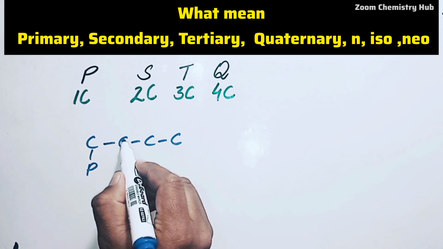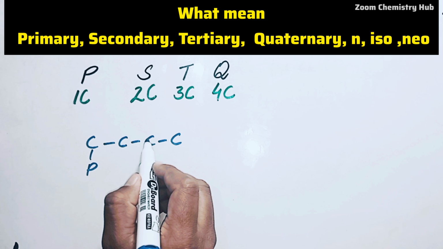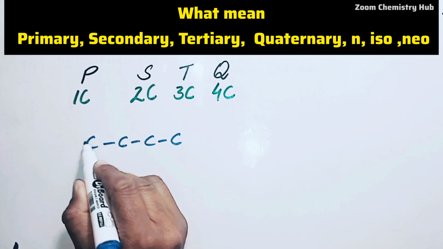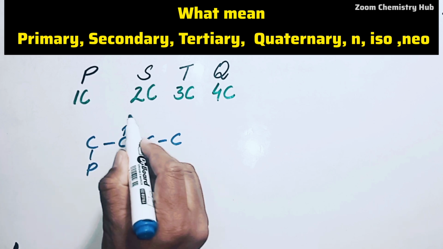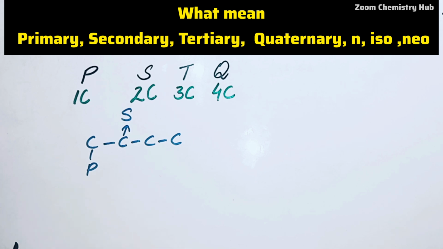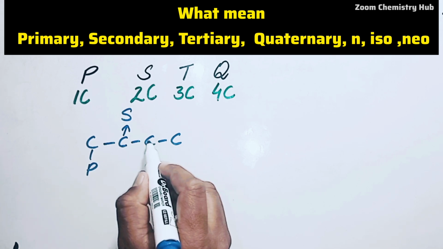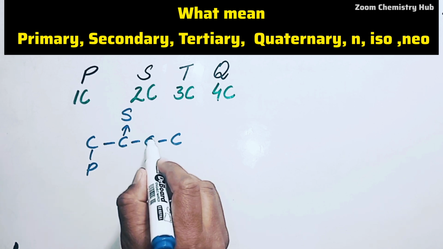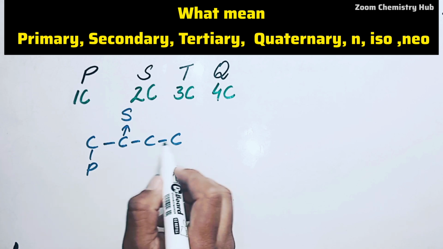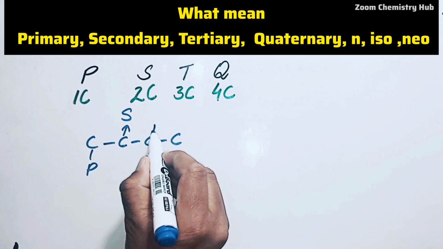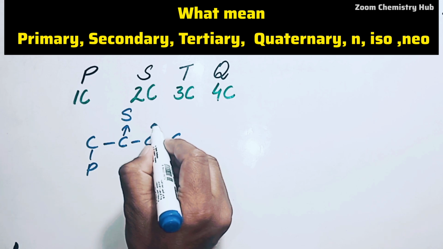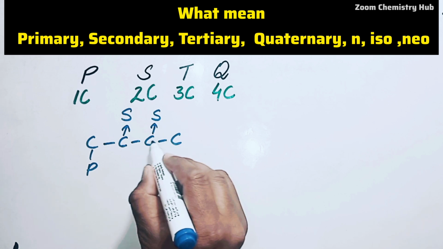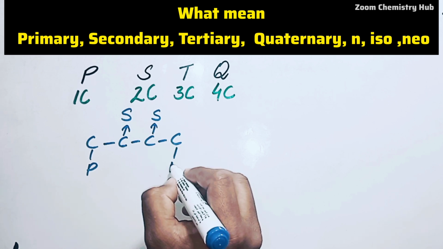Similarly, the second carbon atom, that is this carbon atom, is directly attached to 2 carbon atoms. So this carbon is the secondary carbon. Similarly, this carbon is also directly attached to 2 carbon atoms, so it is called secondary carbon. And similarly, this carbon which is directly attached to 1 carbon atom is also the primary carbon atom.